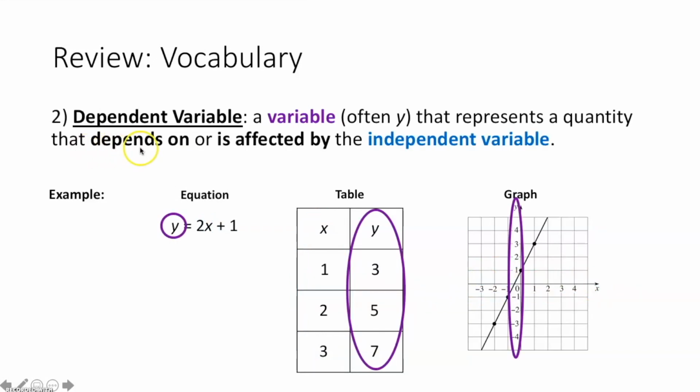Now the dependent variable, we kind of just mentioned this, the dependent variable is a variable, often y, that represents a quantity that depends on or is affected by the independent variable. So here you can see we have our equation solved for y, and what happens is we're going to plug in something for our independent variable, x, then we simplify this expression right here, and we get what y is equal to. Now, y depends on whatever we plug in for x. Therefore, y is called the dependent variable in this case. And when we have a table, it's usually the right column that is going to be your dependent variable. And on a graph, the y-axis is usually going to be your dependent variable.